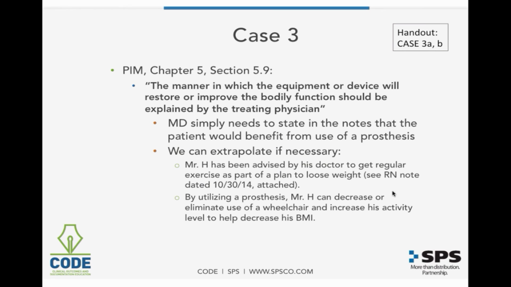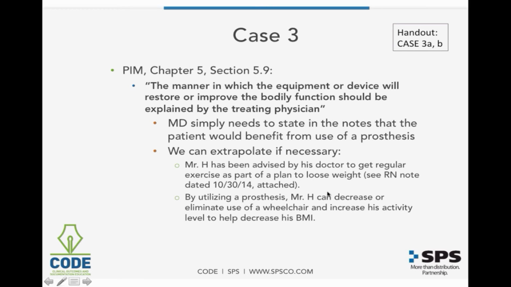So in this case, the doctor, again, didn't write anything specific, but we do have notes from the RN that works with the doctor that this guy had been advised to get regular exercise and lose weight. So yes, he's got all these heart problems, but his doctor has told him to get regular exercise.